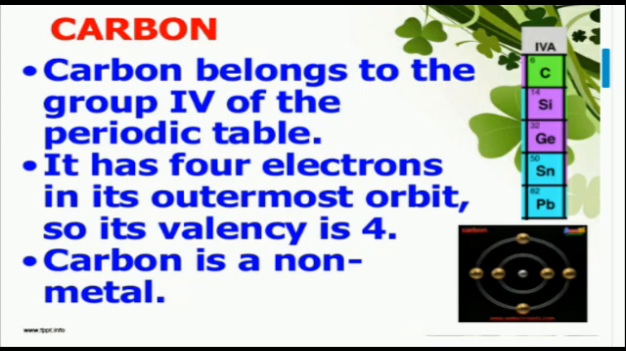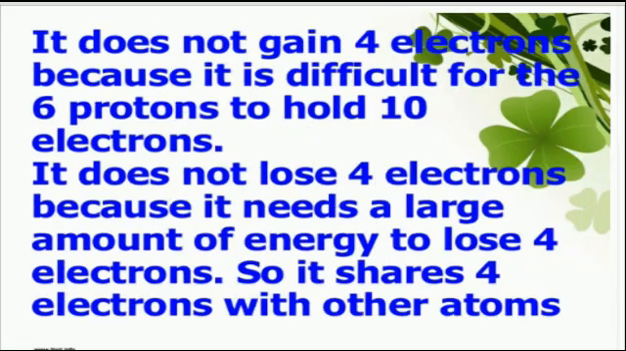But carbon does not gain 4 electrons, because we know that in all atoms there will be an equal number of protons and electrons. In the case of carbon, 6 electrons are there, which means there are also 6 protons in the carbon atom. If the carbon atom gains 4 electrons, there will be 10 electrons in total, but only 6 protons in the nucleus. That means it cannot hold 10 electrons with 6 protons.